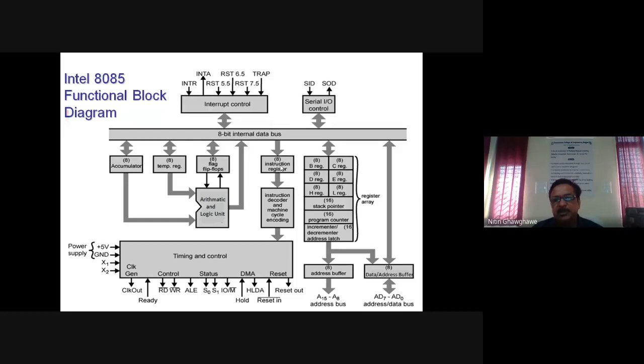Then it goes to the instruction register, an 8-bit register, and further to the instruction decoder and machine cycle encoding. Here there is a timing and control signal. Accordingly the instruction will be executed, and whatever data is stored in B will be shifted to the accumulator. So there is a sequence of operations for executing every instruction.